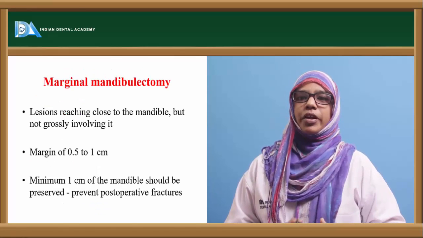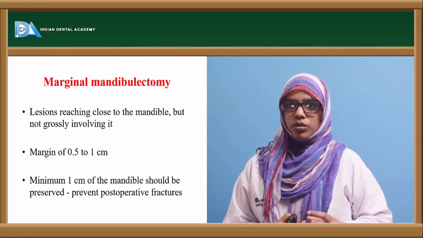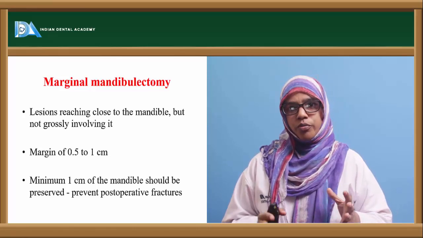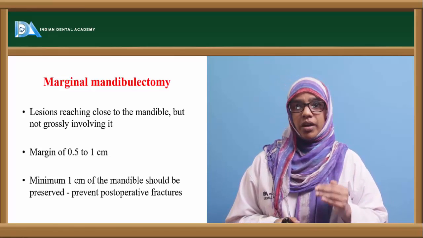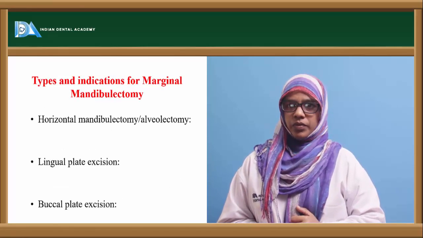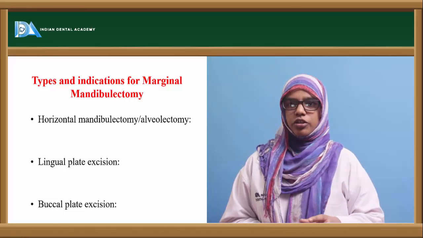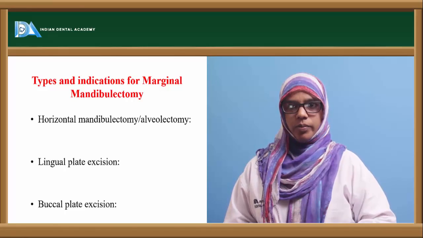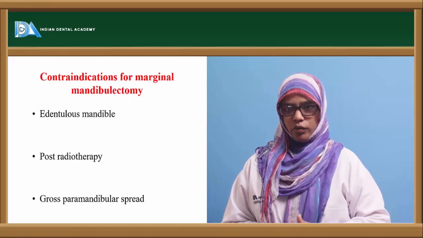Now, marginal mandibulectomy. These are done in lesions that have reached close to the mandible but do not cause gross involvement of it. You will remove a 1 centimeter safe margin, keeping in mind that 1 centimeter of the mandible is preserved to prevent post-operative or pathological fractures. Now, the types of marginal resection: either you could do a horizontal mandibulectomy or alveolectomy, lingual plate excision, or a buccal plate excision, depending upon the site of the tumor and its approach.